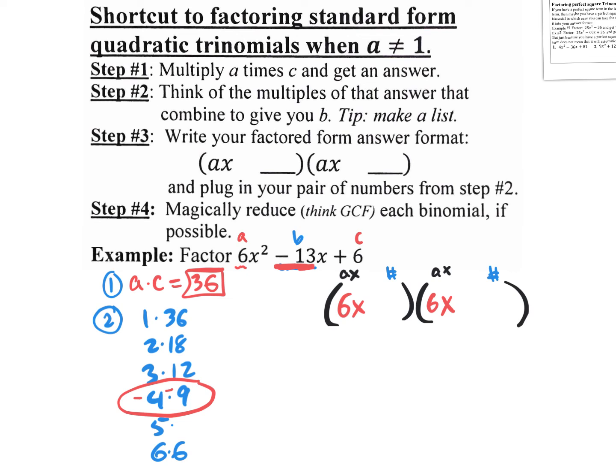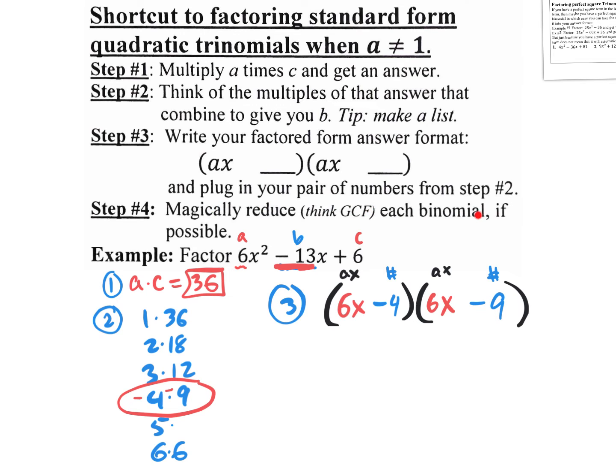Now how about the numbers that belong right here? -4 and -9. -4 and -9. And this was step 3, right? Step 3 up here. We wrote it in that format. We plugged in the a value with the x, a with the x, there it is. And we plugged in the pair of numbers from step 2 right there. Now step 4, the magic step, right? Magically reduce.